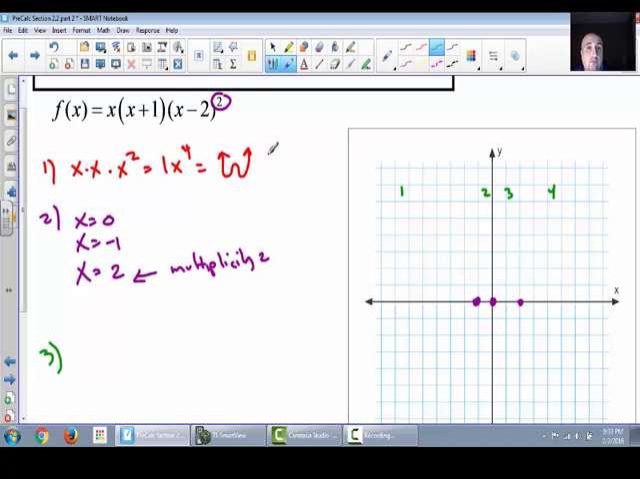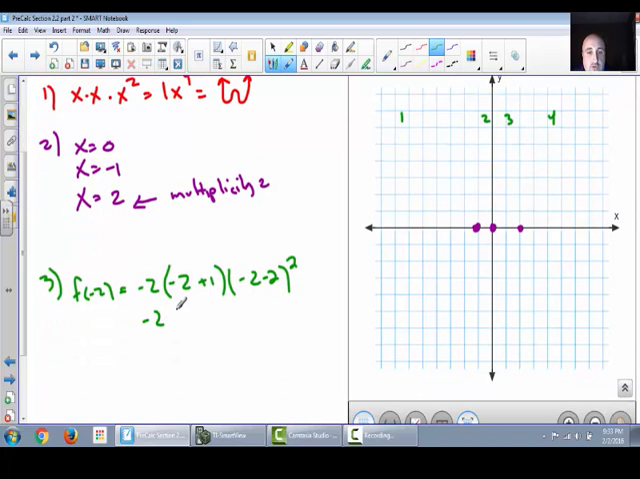We have to just test those numbers in our original equation. So give me a number to the left. Our first zero is -1, so give me a number to the left of -1. Let's just try -2. We're going to plug -2 into our function and see what we get. Everywhere I see an x, I'm going to plug in -2. So -2 times -2 plus 1 times -2 minus 2 squared. Let's do this math here. -2 times -1, -2 minus 2 is -4 squared is 16. So -2 times -1 is 2. 2 times 16 is 32.